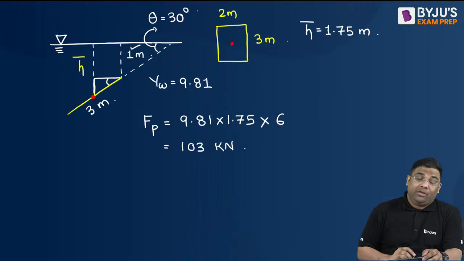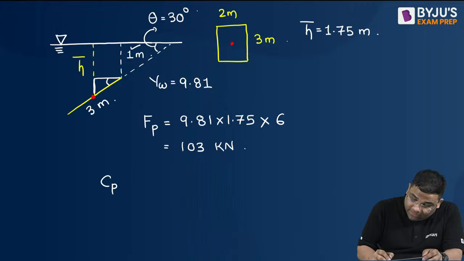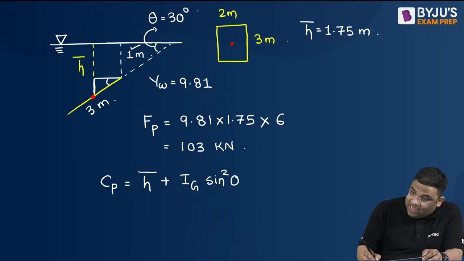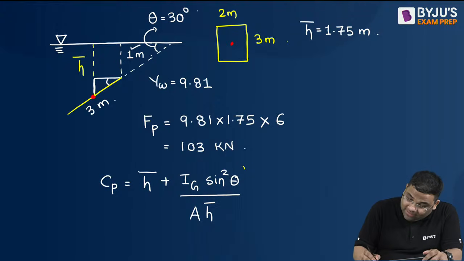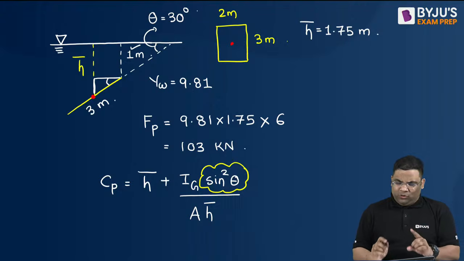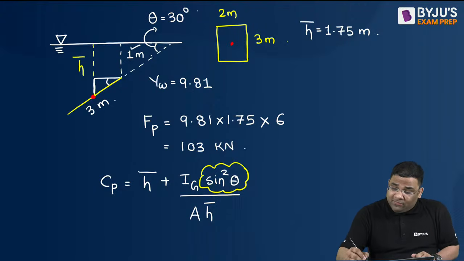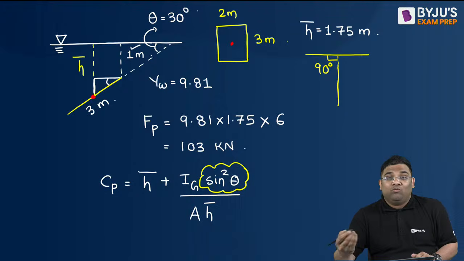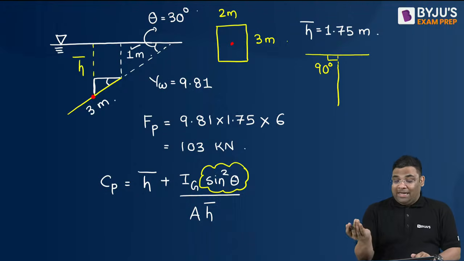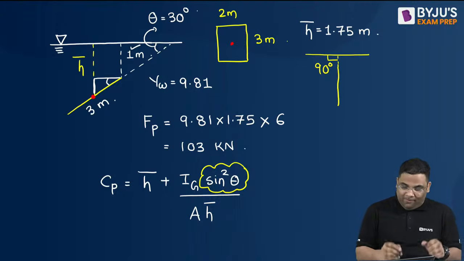Okay, 103 kilonewton. Now if you want to find out the center of pressure location from the top, the formula changes a bit. It will be h bar plus Ig sine square theta by A h bar. Just the variation is this sine square theta. The original formula is this. Now what happens when it is vertical? When it is vertical, this angle becomes 90 degree, and therefore sine square 90 is 1. So the formula changes to Ig by A h bar. Understood?